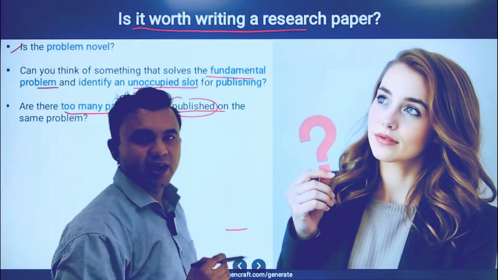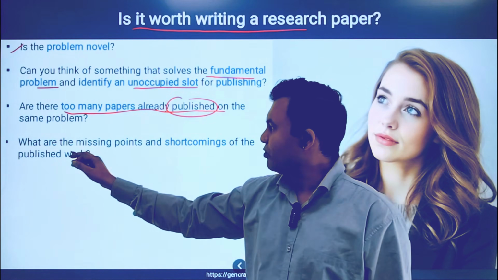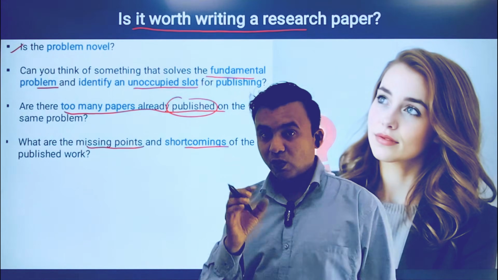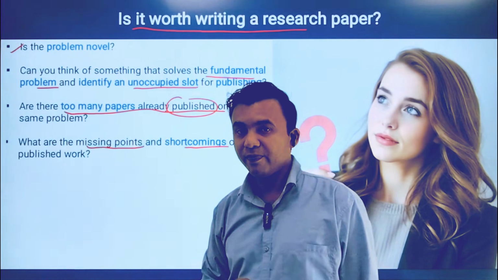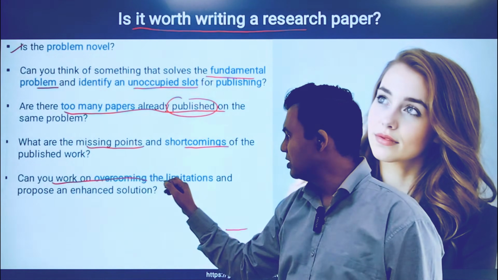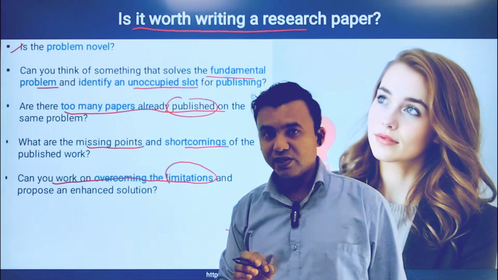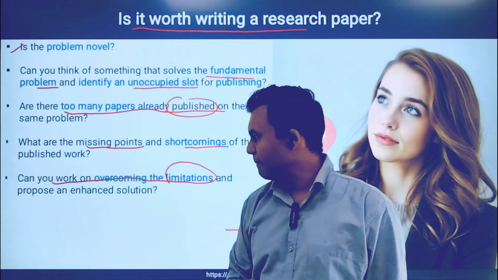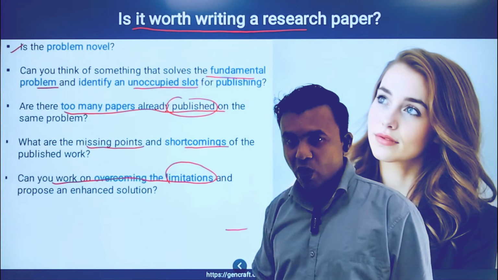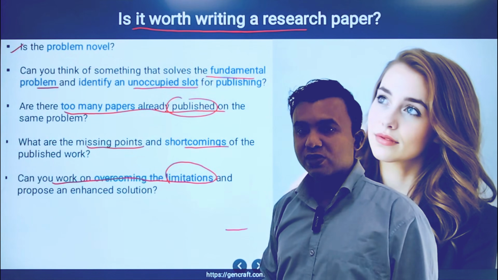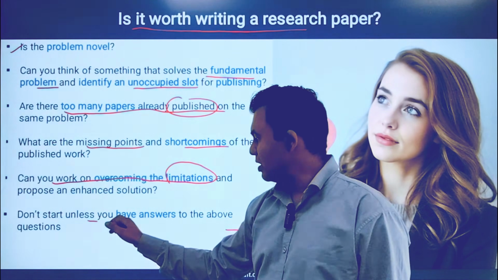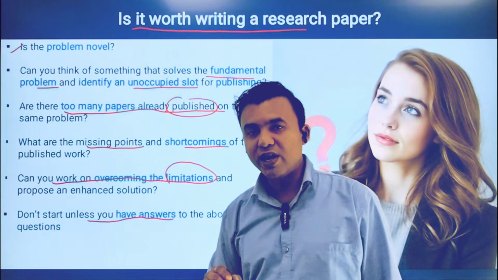The idea is, we have to identify some missing points or shortcomings in the existing published works. And then we can propose a research gap, overcoming these limitations in the existing literature. Or you can think of something absolutely out of the box, which is non-existing, and then propose that and start working on it. Never start unless we have clarity on these questions.